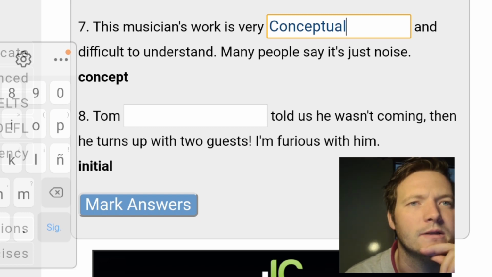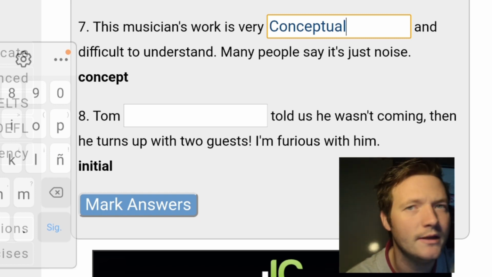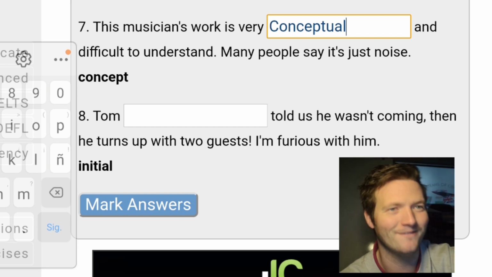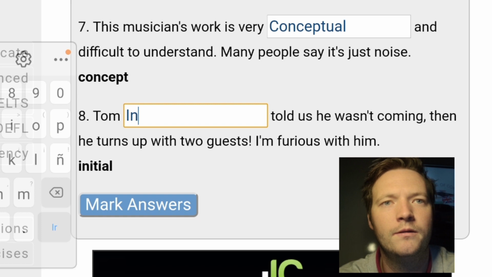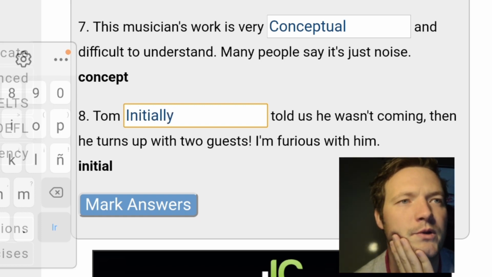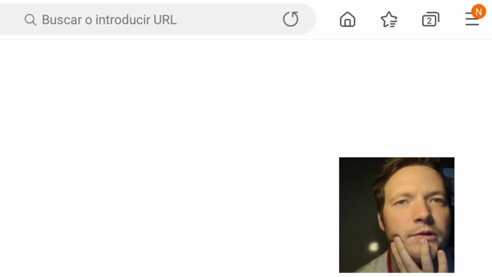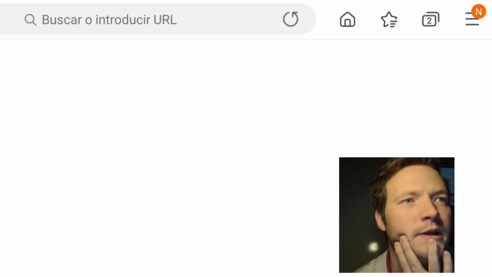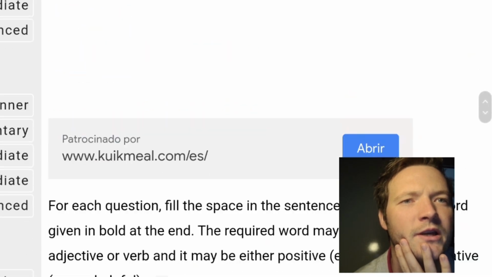Anyway, number 8. Tom initially told us that he wasn't coming. Then he turns up with 2 guests. Oh, I'm furious. All correct, I believe. Yes, absolutely. Okay. Let's move on to word formation exercise 4.